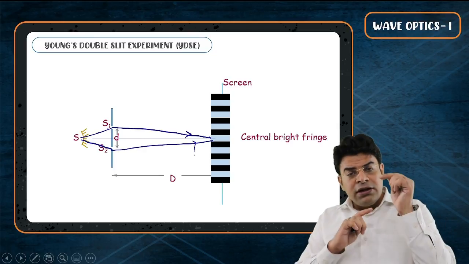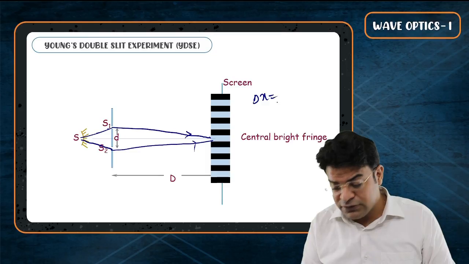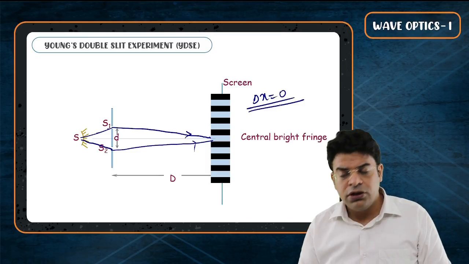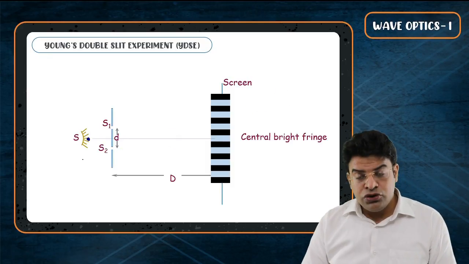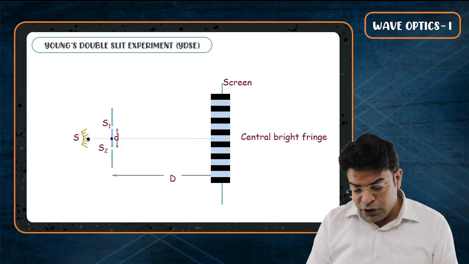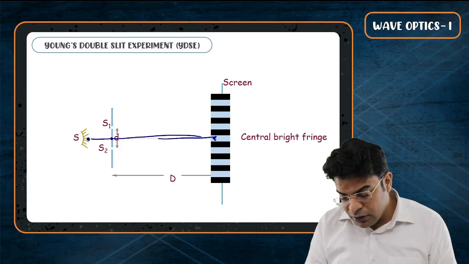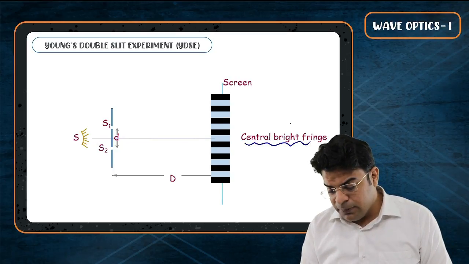Now since both the waves travel the same distance, at this point the path difference, the difference in the path length traveled, comes out to be 0. So remember that if I extend a line joining the source to the midpoint of the slits and extend it, I get the point which is central bright. Now at central bright, the path difference is 0.